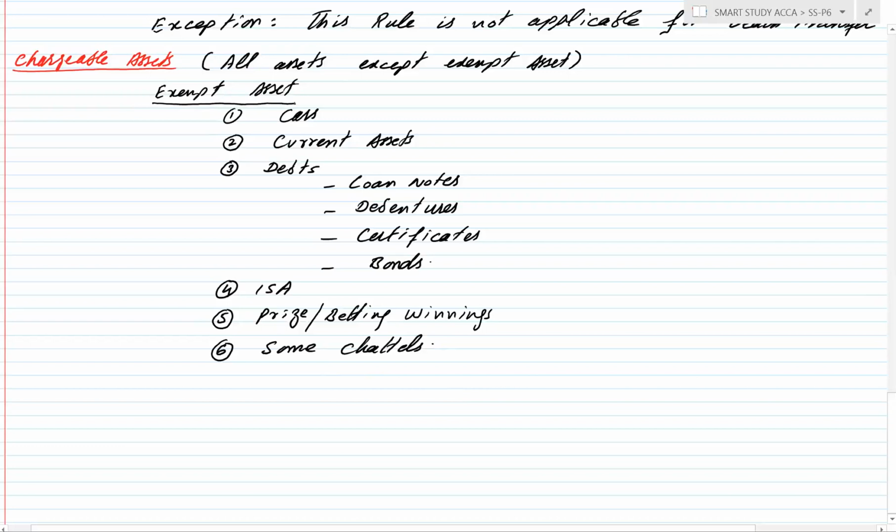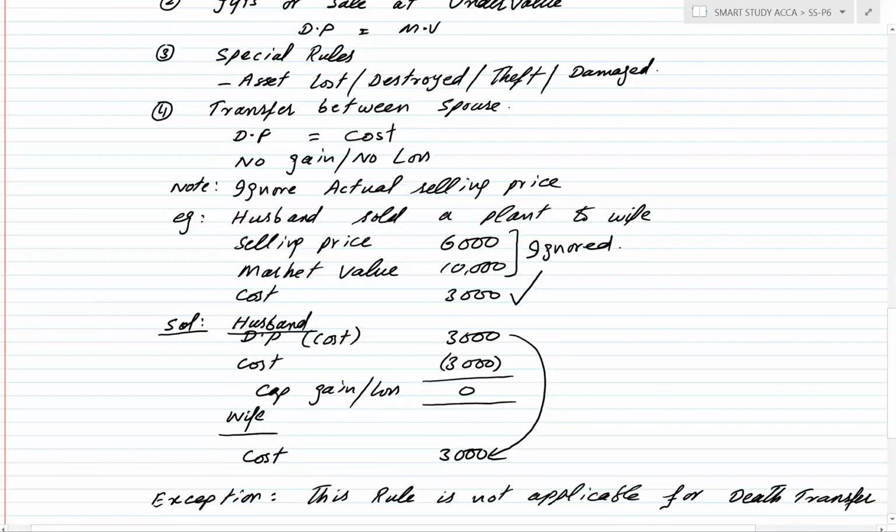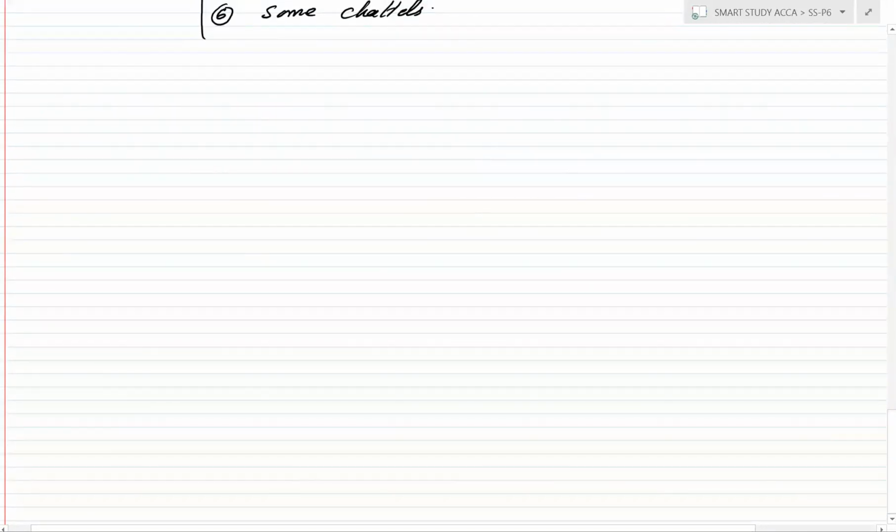You should memorize this list, and all the assets mentioned in this list are exempt. And we are going to pay capital gains tax if we are going to sell any asset other than these few assets. All assets are chargeable assets except these few exempt assets. So whenever a chargeable person makes a disposal of chargeable assets and realizes capital gain. Now let's move towards capital gain.